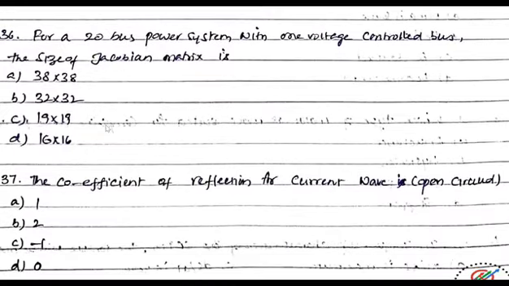Now here, for a 20 bus power system with one voltage controlled bus, the size of the Jacobian matrix is, okay, so here there is only one controlled bus. The formula is 2n minus 2 here. What is n? n is nothing but 20 bus system, so 2 into 20 minus 2 here. So that is 38 cross 38, so answer will be A here.